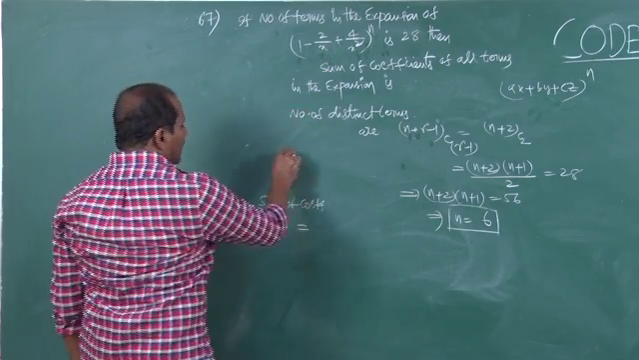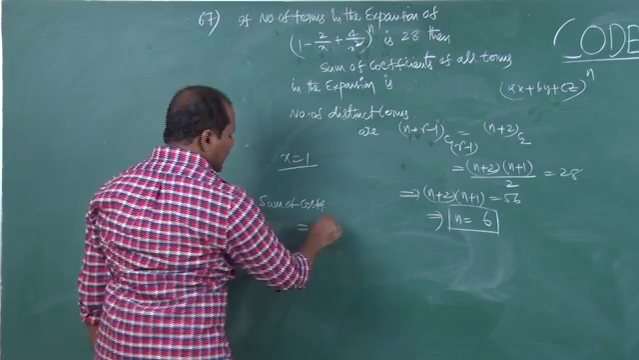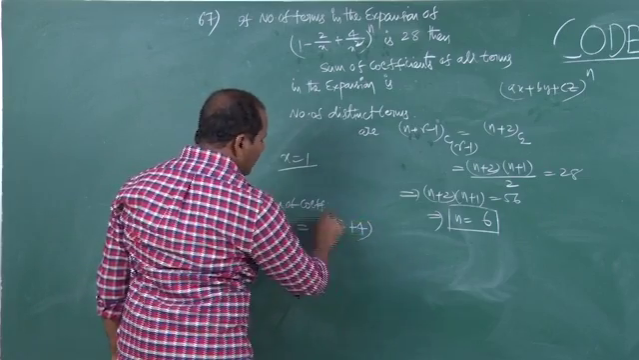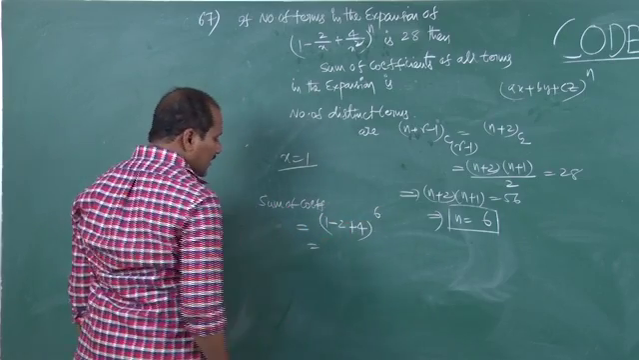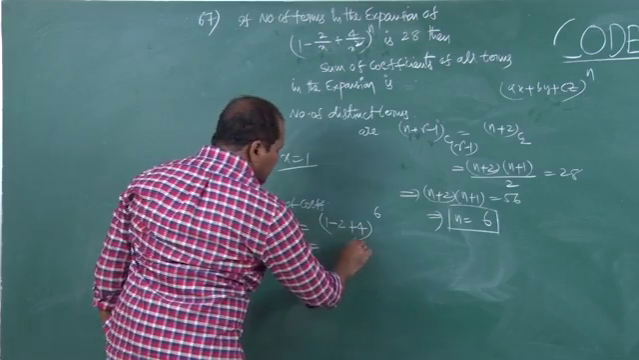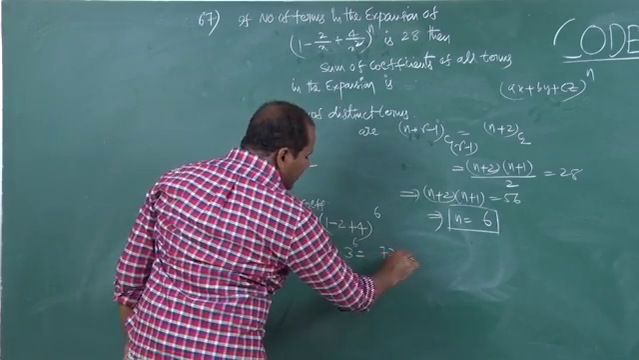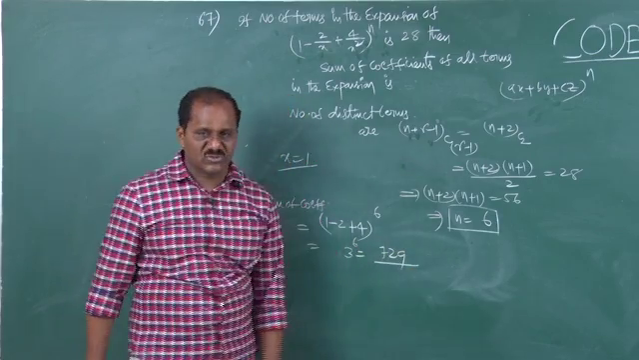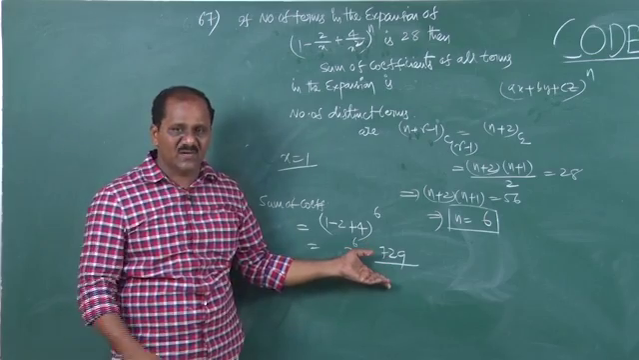By putting x equal to 1 in the given expansion, (1 minus 2 plus 4) whole power 6 is equal to 3 power 6, which is equal to 729. So, this is the suitable answer for our question.